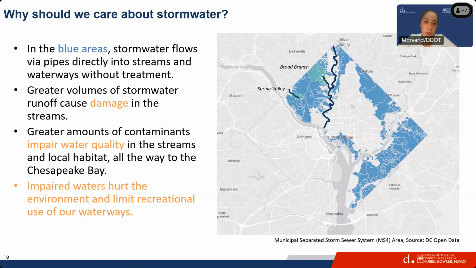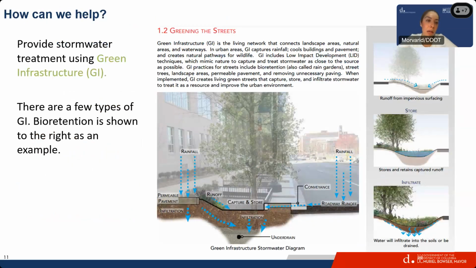The greater volume of stormwater runoff can cause damage in the streams, and it carries a lot of contaminants that impair the water quality. All the rivers in DC, which are Rock Creek, Anacostia, and Potomac, end up in the Chesapeake Bay, which is the largest estuary in the United States. If they carry a great amount of contaminants, that impairs the water and hurts the environment.